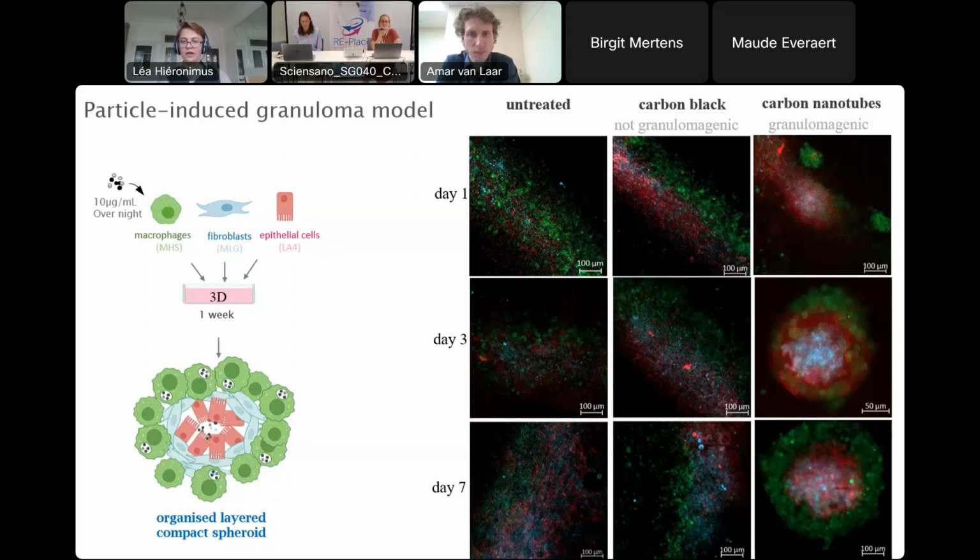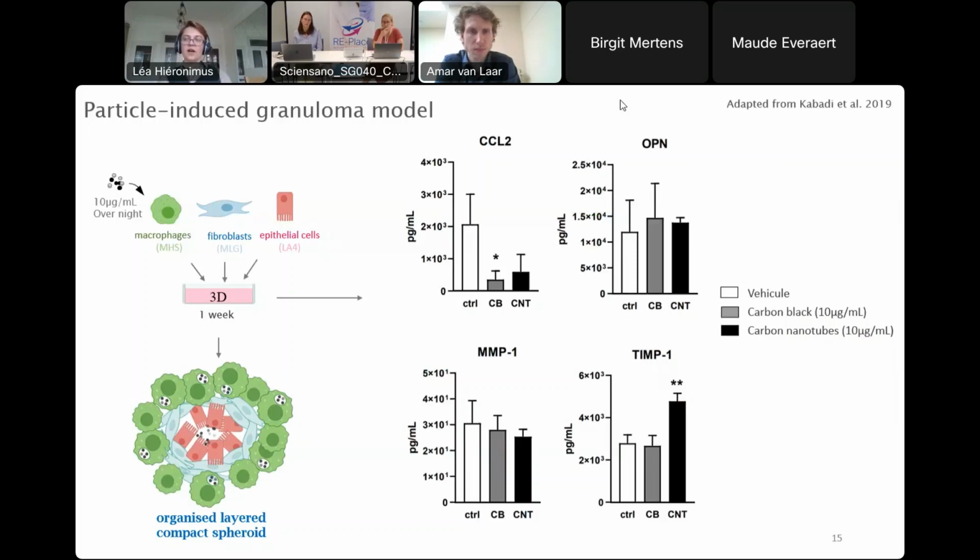So what I've done is collect the supernatant of these wells and measure, using a simple ELISA technique, the mediators that we know are associated with granuloma formation. I've measured CCL2 and osteopontin, and there's no difference in the levels of these mediators. Why? I don't know. There were granulomas in the wells, but these mediators were not significantly elevated in the CNT conditions.